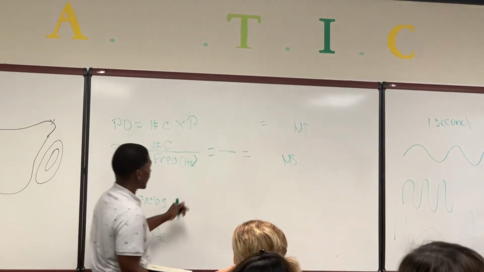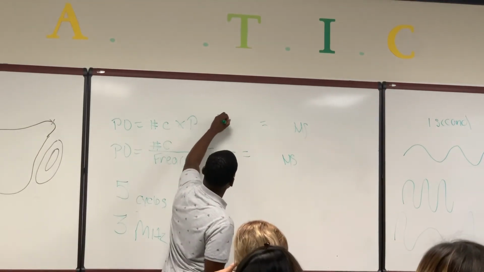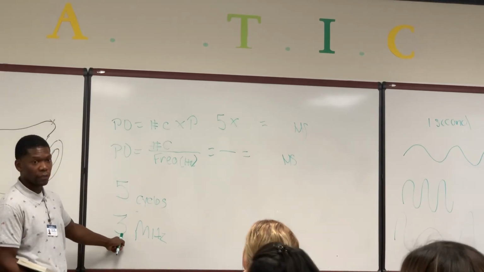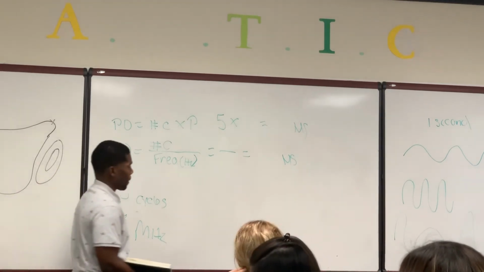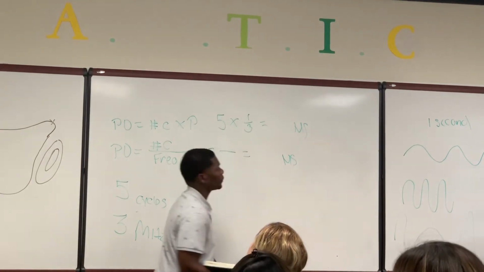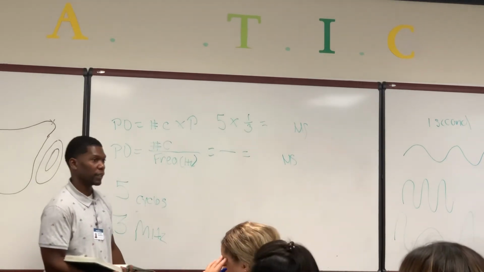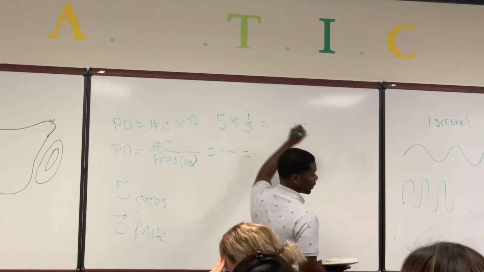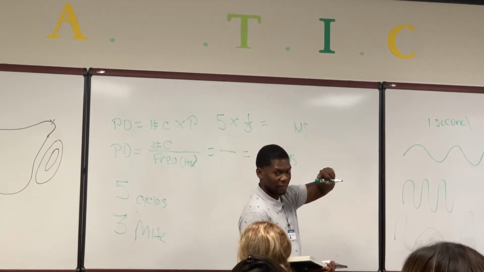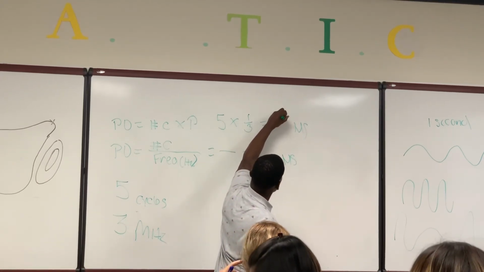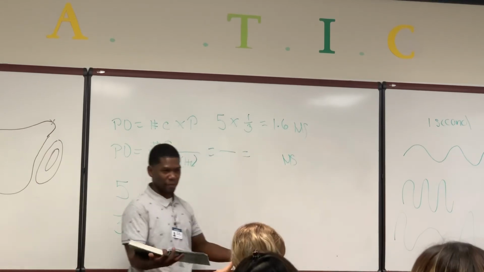So we have 5 cycles times the reciprocal of 3, which is 1/3. What is that? 1.6? I don't have my calculator. I'm trusting you for an answer. 1.6, so like 1.67 maybe.